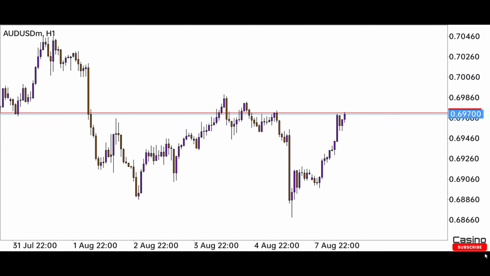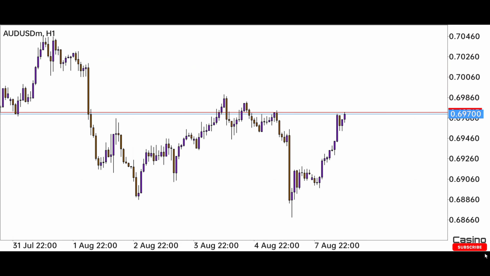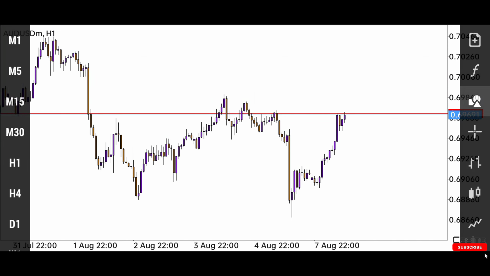Today we will trade in Australian dollar versus US dollar. In this trading video we will cover each and every point of technical analysis so that you understand better. Let me explain to you where we can get a good opportunity. We have kept this pair open on the 1 hour time frame. First let's identify the trend.